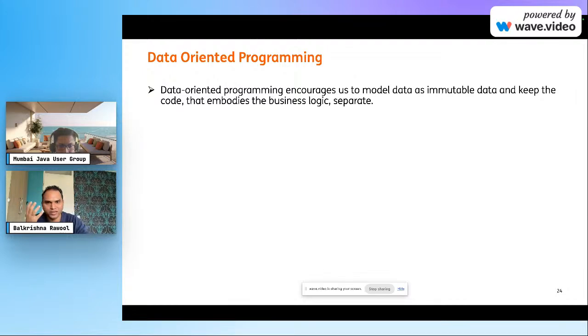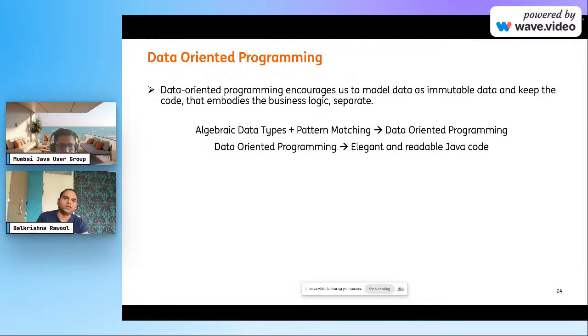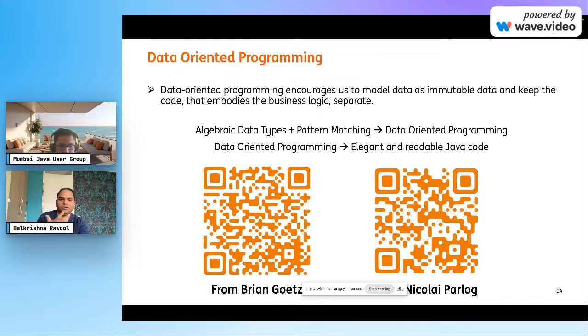And this is actually a pretty big topic, and it helps us to write readable code. Basically, using algebraic data types and pattern matching enables us to do data-oriented programming, and data-oriented programming enables us to write elegant and readable Java code. And as I said, this is a pretty big topic, and there's a lot of material that can be read, and I'm just going to share a couple of links here.